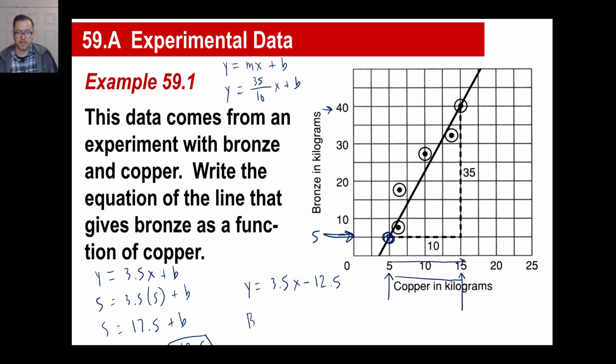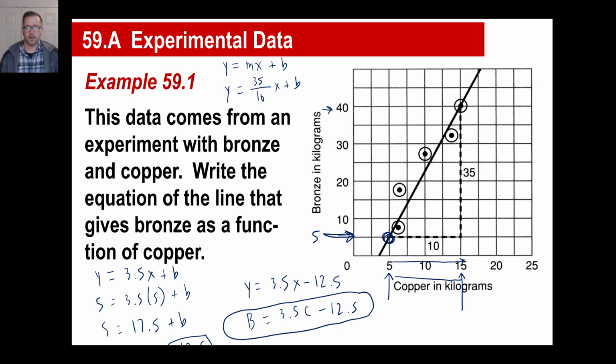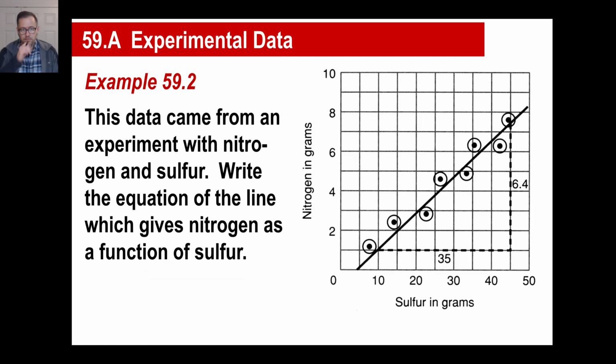And then that'll be b equals 3.5c minus 12.5. Now, in the back of your book, if you check this answer, and it says b equals 4c minus 15, whatever, fine, close enough, go to the next one. You're good. Okay. All right, let's try another one.